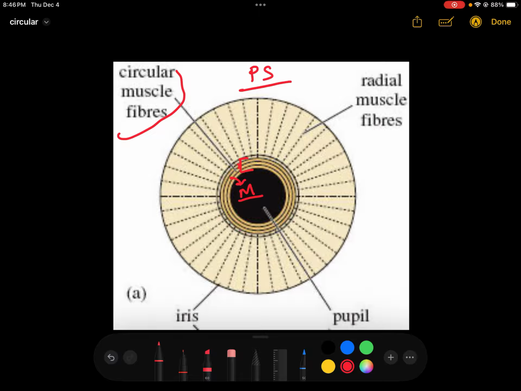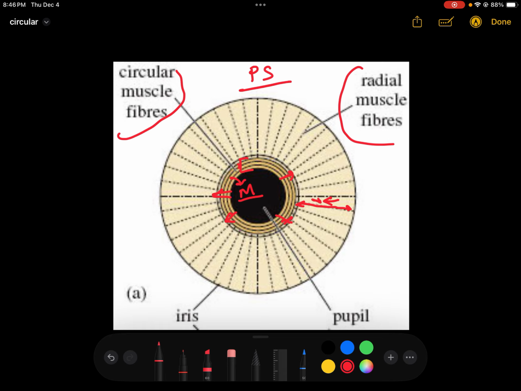Then the radial muscles contract. These are the radial muscles. The radial muscle contracts due to unopposed sympathetic supply. Consequently, dilatation of the pupil occurs.